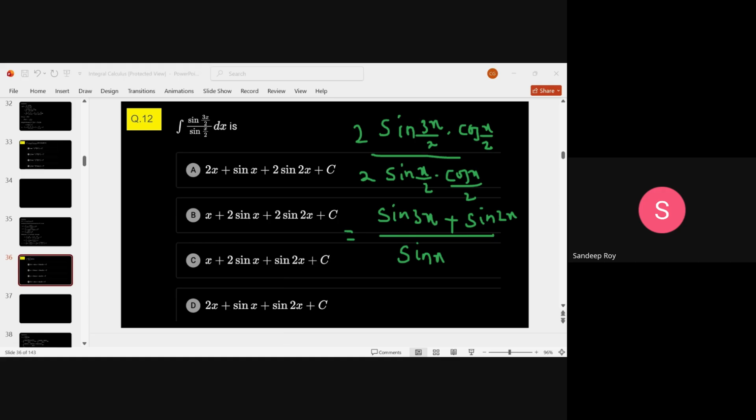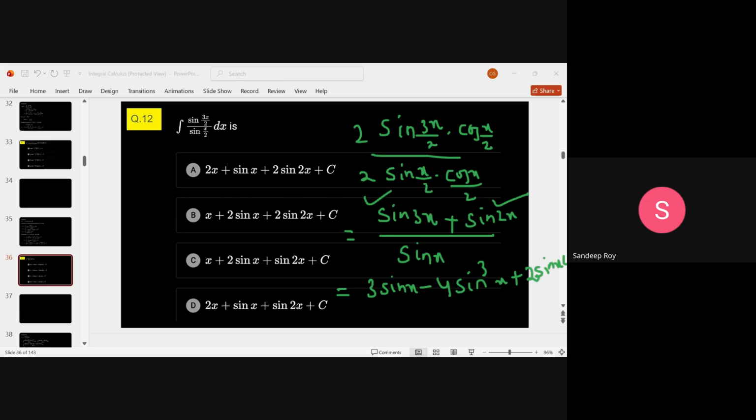Now further, this sine 3x you can split using the formula of sine 3 theta, that is 3 sine theta minus 4 sine cube theta. And this sine 2x you again split using 2 sine theta cos theta. So the numerator will be 3 sine x minus 4 sine cube x, sorry, my bad, not sine square, sine cube x. And the second part will be 2 sine x into cos x, the sine 2x formula.